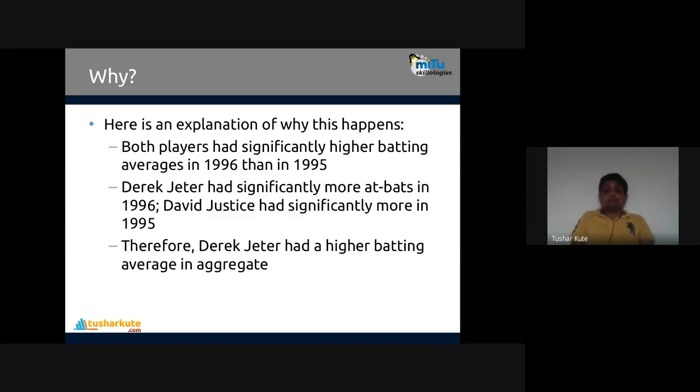Derek Jeter has significantly more at bats in 1996 and Justice has significantly more in 1995. Therefore, Derek Jeter has higher batting average in aggregate. That's also a possibility there. So basically, when you visualize the data, it appears differently, but the internal structure is different.